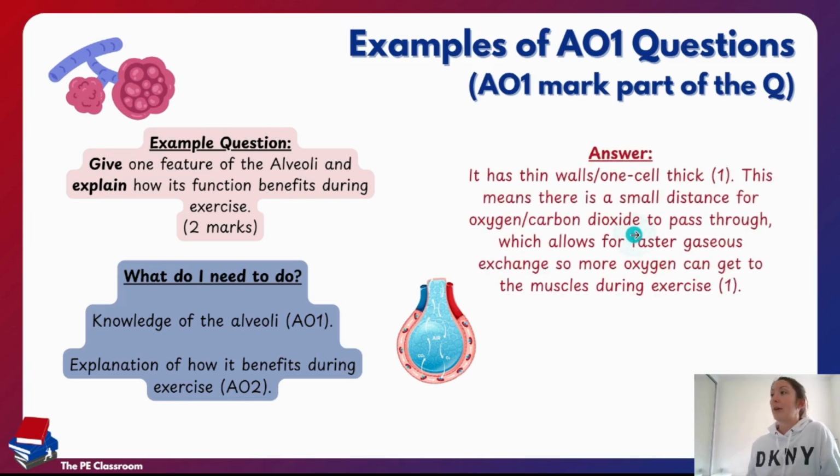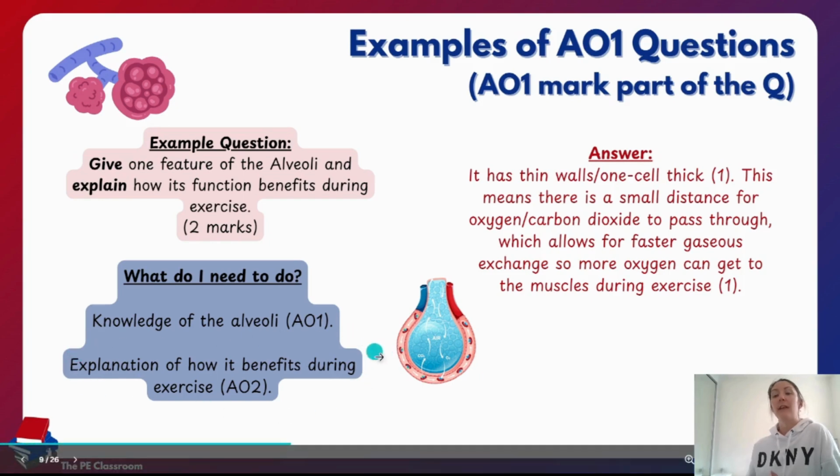Okay, so an answer that you could give: it has thin walls or is 1 cell thick. That would get you 1 mark because it's a feature of an alveoli. And then you can get another mark by saying this means that there is a small distance for the oxygen or carbon dioxide to pass through, which allows for faster gas exchange. So you would get a 2nd mark by explaining how that function of the alveoli benefits during exercise. It essentially means you get more oxygen to the muscles.